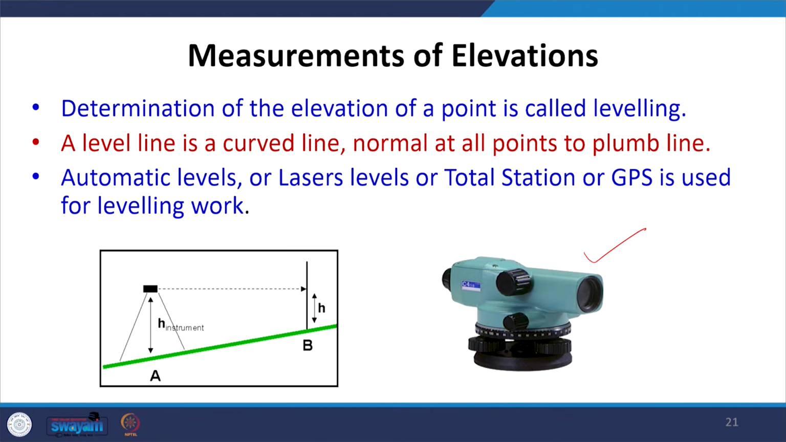We use a staff, shown over here, and we take the reading on the staff. For example, small h is the reading, and we know the height of the instrument level which is kept at point A. From these two readings we can find out the elevation difference between A and B, and once we know the elevation of a point which is known as the benchmark, we can find out the elevation of the unknown point, which is B. So, this was the leveling procedure, measuring the elevation of different points, because we need to know the slope of the ground at the end.